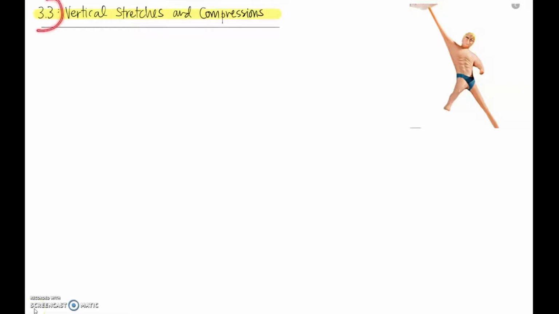Now we're in section 3.3 and we talk about vertical stretches and compressions. This is where we take a function and we're going to stretch it vertically or maybe compress it vertically, and that will be the transformation that we do. And it reminds me of when I was a kid, there was a toy called Stretch Armstrong, and you could stretch him and it looked totally weird, and you could stretch it all sorts of ways.